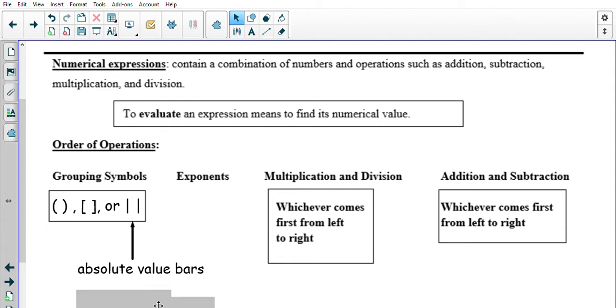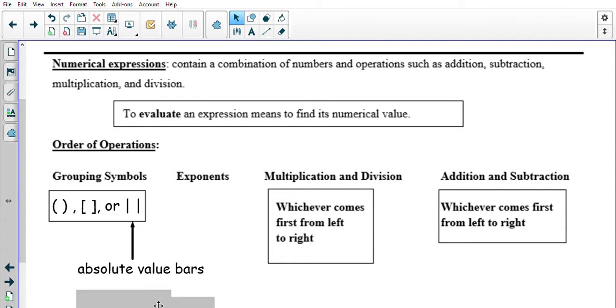Now within your grouping symbols, you want to make sure to follow the order of operations. So if you have more than one operation inside those grouping symbols, make sure you do multiplication and division before you do addition and subtraction, or do exponents before you do multiplication and division, and so forth. After parentheses or grouping symbols, we have our exponents. We'll talk a little bit about exponents momentarily.